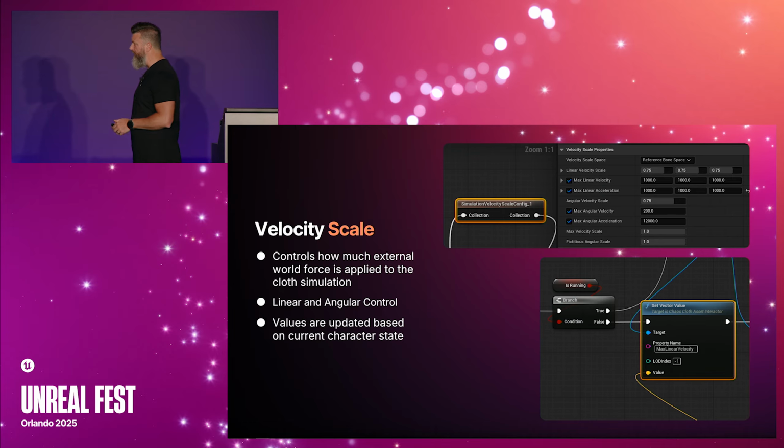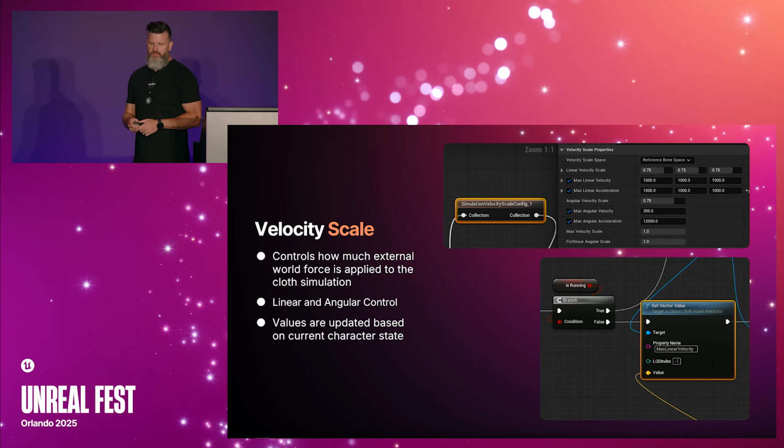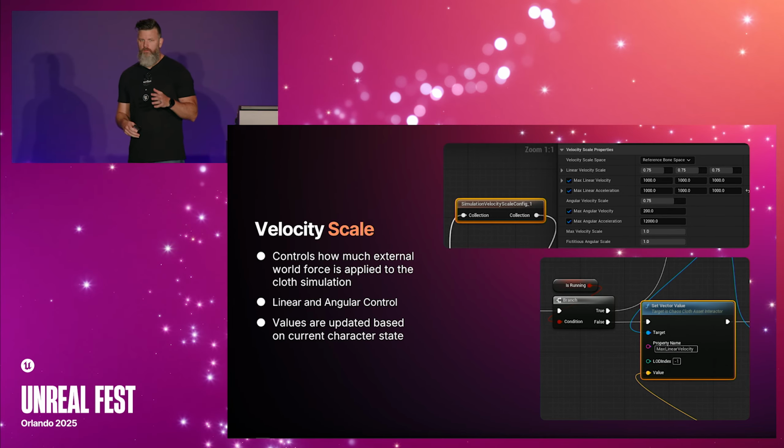So I felt like the clamp worked really well, because I still wanted a lot of motion and activity in the cloth. The clamp worked very well because it wouldn't let too much information get passed into it. Here I set the max linear velocity based off of if Siri is running or walking, and then the velocity scale is a vector value, so you have control over X, Y, and Z.